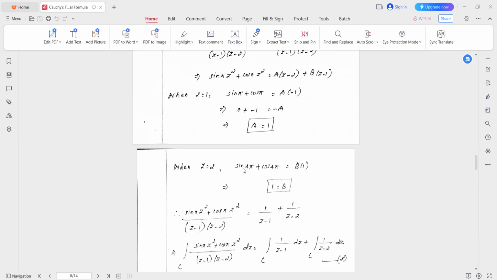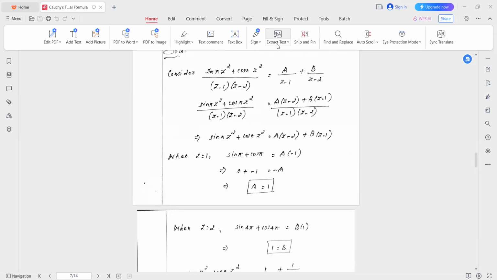Now we substitute the value of A and B in which place? In this place. Sin pi z square plus cos pi z square divided by z minus 1 into z minus 2 is equal to 1 by z minus 1 plus 1 by z minus 2. So next, we have to take the integral on both sides. Therefore, integral over c of the left hand side is equal to integral over c 1 by z minus 1 dz plus integral over c 1 by z minus 2 dz.